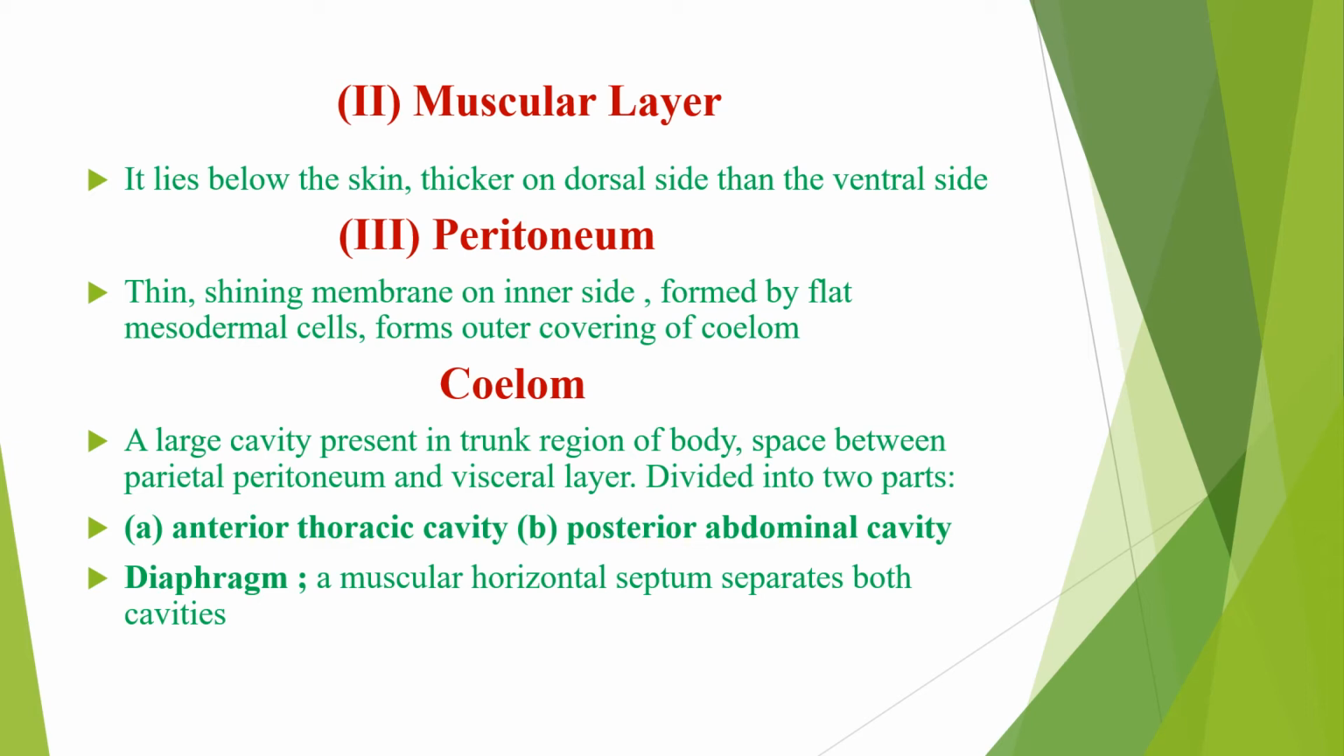And what is coelom? It is a body cavity present in the trunk region of the body, and it is covered by the parietal peritoneum on the outer side and visceral peritoneum on the inner side. And in rat, the coelom is divided into two cavities, two parts: anterior thoracic cavity and posterior abdominal cavity. And both the cavities are separated by a diaphragm, which is a muscular horizontal septum which separates both the cavities.